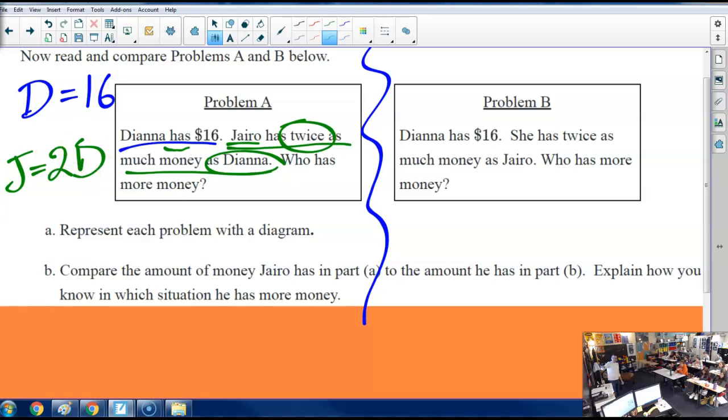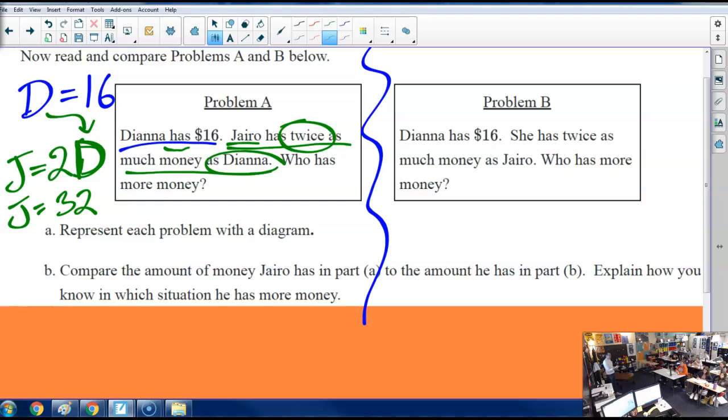So then if we substitute, sorry, my D looks kind of funky here. So then if we substitute the D that we have into the D that we quote unquote don't know, what's 2 times 16? 32. So technically, in this situation, Hario has $32.